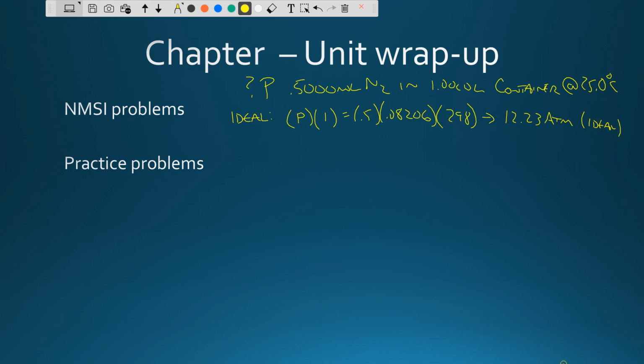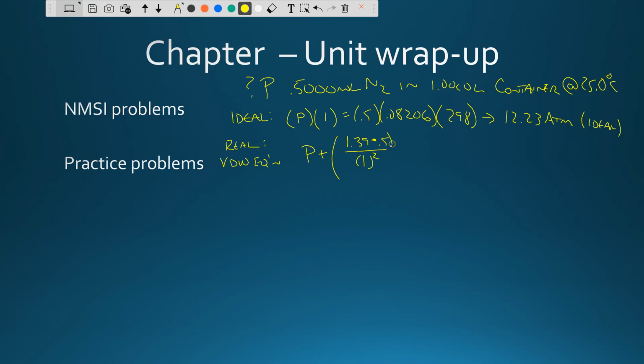Now let's take a look at it and refer to it as a real gas. So we're going to use the van der Waals equation. To do that, my equation is P plus the 1.39 times my 0.5, that's my moles, over 1 squared, because that's going to be the size of my container.